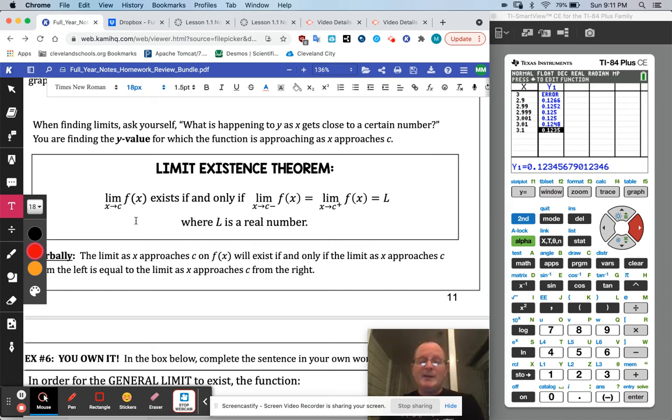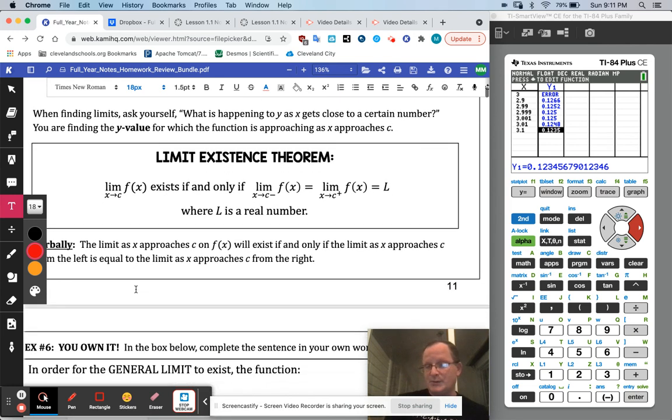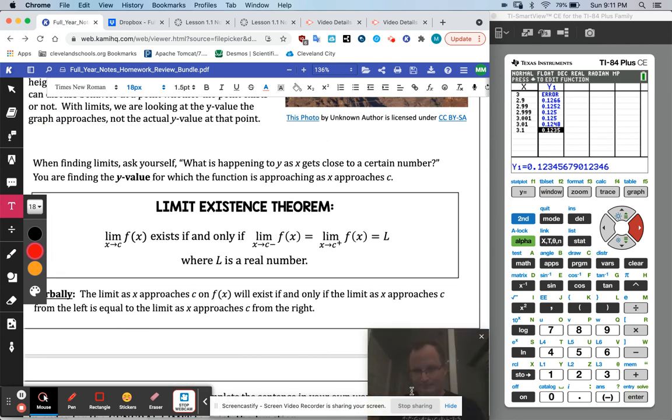So the limit, and we've already done this: if the limit from the left and the limit from the right both agree, and they're calling them big L, then that's it. Then your limit as you approach C in general, no left or right, will also equal that L. Oh, and I like this. The limit as x approaches C of f of x will exist if and only if the limit as x approaches C from the left is equal to the limit as x approaches C from the right. Perfect. Pretty simple example, but I like that we have the limit existence theorem formally now.